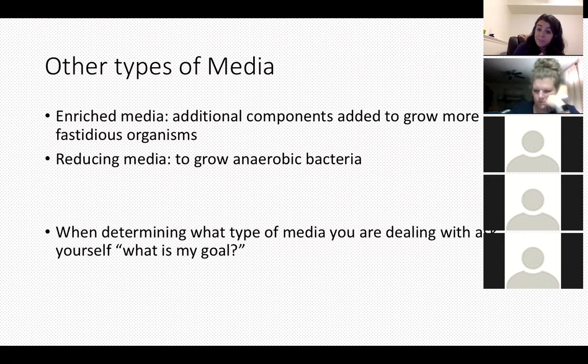Reducing media is used to grow anaerobic bacteria. So if you wanted to grow Clostridium tetani or Clostridium botulinum in the lab, you would need to use reducing media. Again, we'll have some practices, but when you're determining what type of media you are dealing with, ask yourself: what is my goal, or what are the clues that this scenario is giving me in terms of what kind of media you're dealing with?